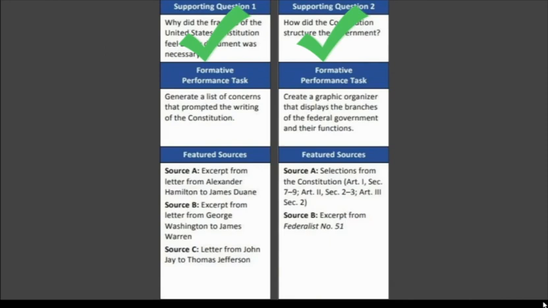And when looking at the tasks, here I was looking at how appropriate the actual task would be and whether or not my students would be successful in completing that task, and also the content for the task. So I felt that generating a list of concerns was an appropriate task for my students, and creating a graphic organizer that shows the branches of government was also an appropriate task for my content and for my students' skill level.